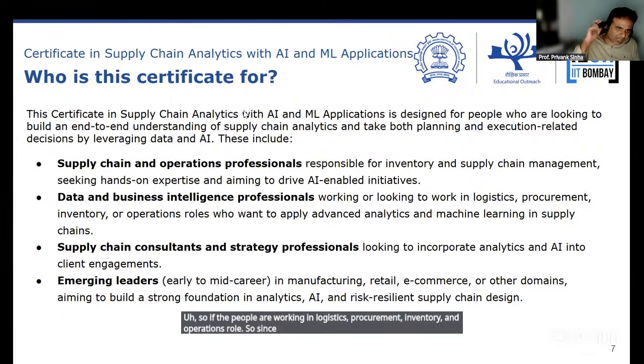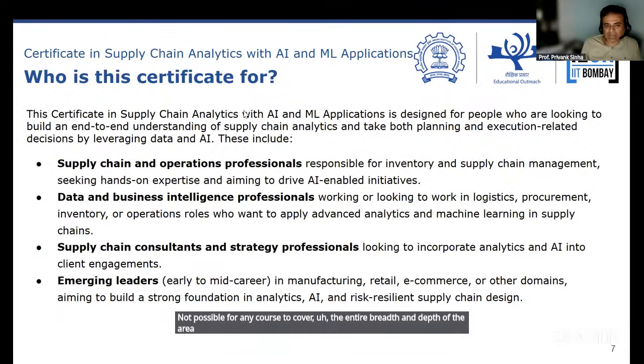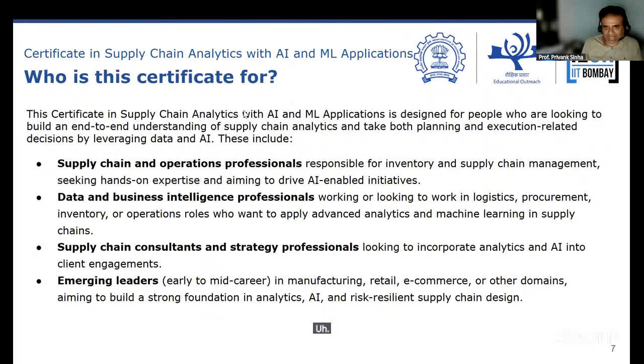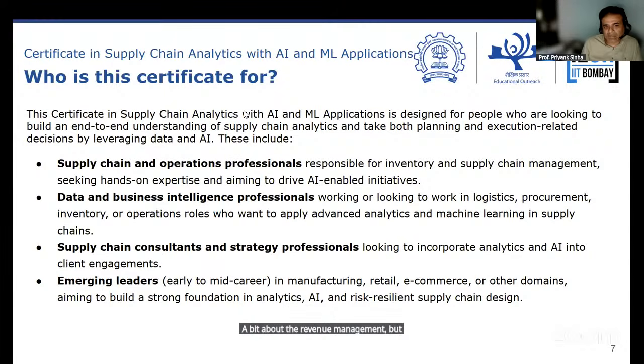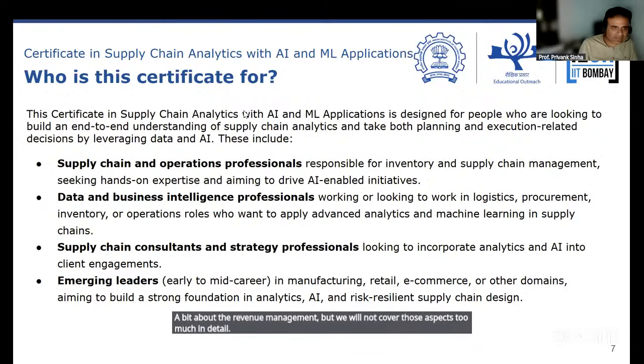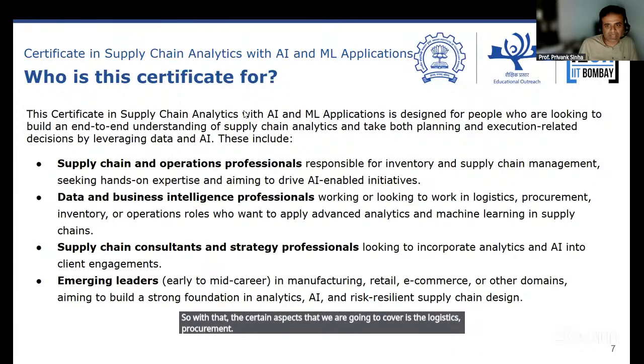I would like to point out that supply chain is a relatively broad domain, so it is not possible for any course to cover the entire breadth and depth of the area. We'll touch upon most of the important salient supply chain areas, and treat them with some depth also. But we won't be able to cover all aspects of the supply chain. For example, we can talk a bit about revenue management, but we will not cover those aspects in much detail. The aspects we are going to cover are logistics, procurement, and inventory. So people working on this side will surely find this course useful.